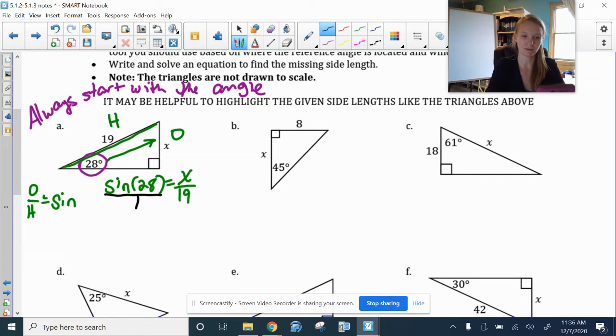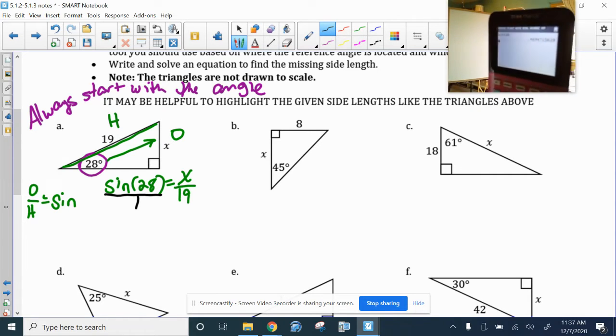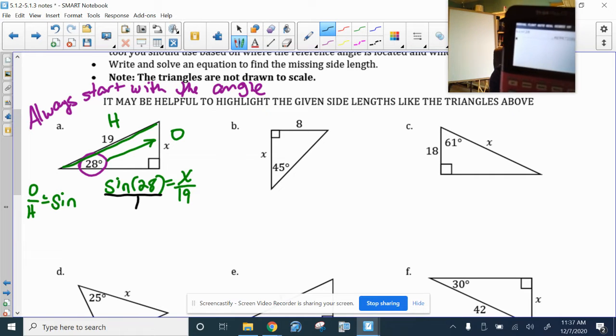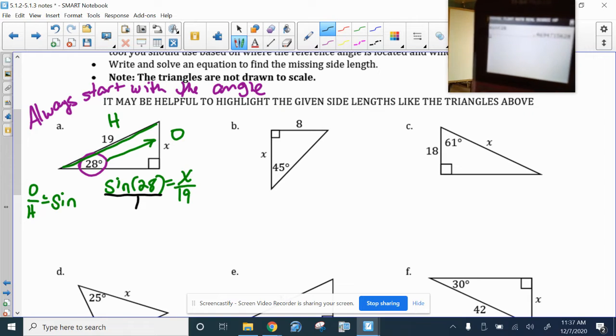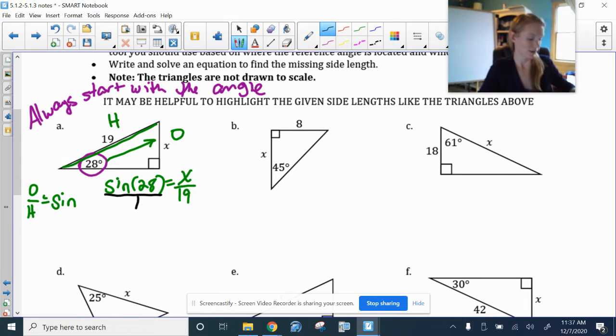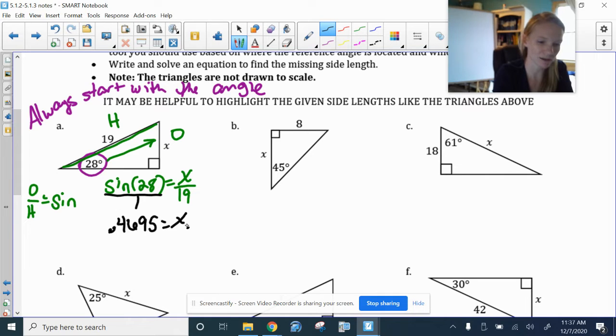So if you're typing it in, sine of 28 is going to give me about 0.4694, or round that up to a 5. Oh, you guys can't probably see that. There we go. So 0.4695 equals x over 19. And here now we can just multiply.